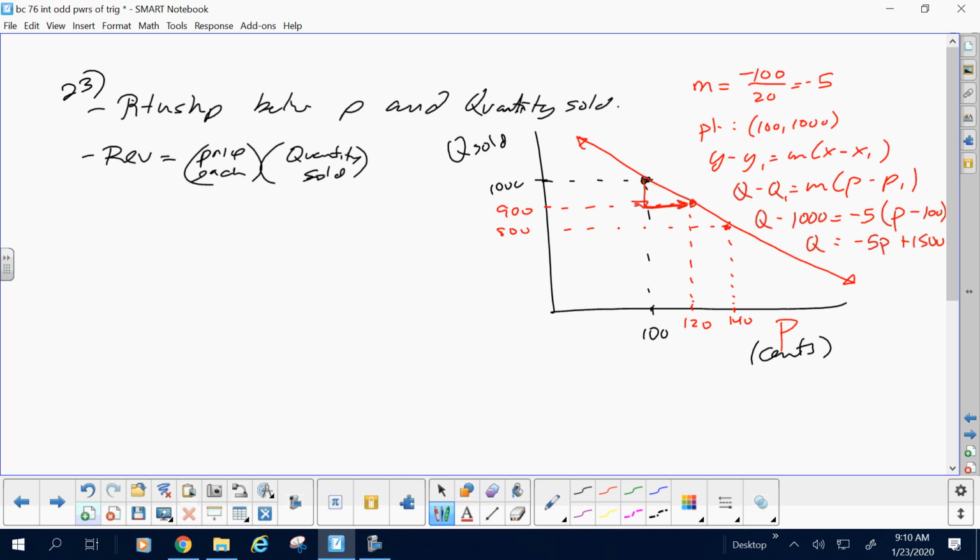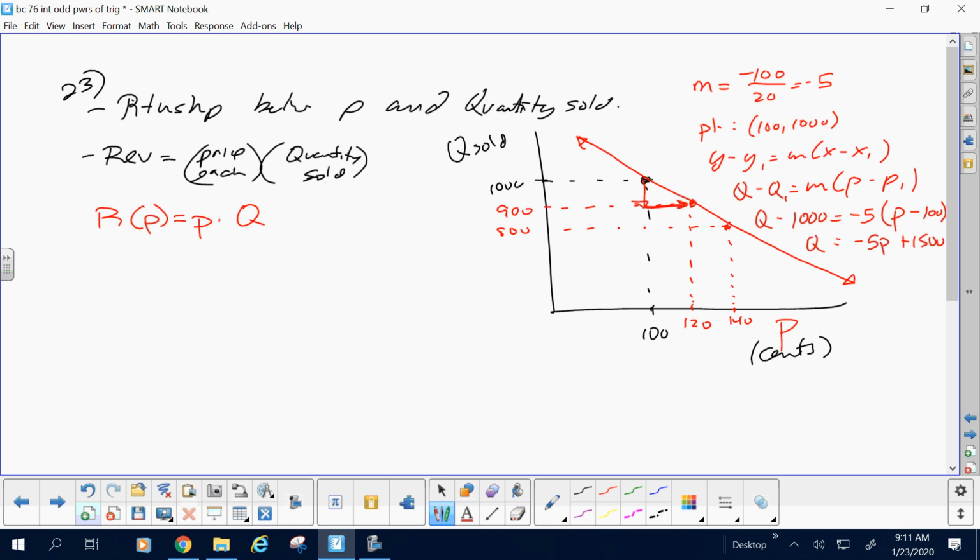All right, so that's the first part. Therefore, the revenue, depending on what price you set, different prices would yield different revenue. So what's my revenue equation? What's the price of each? Is it 100 or is it varying? It's varying, so that's P. And the quantity sold, that's Q.